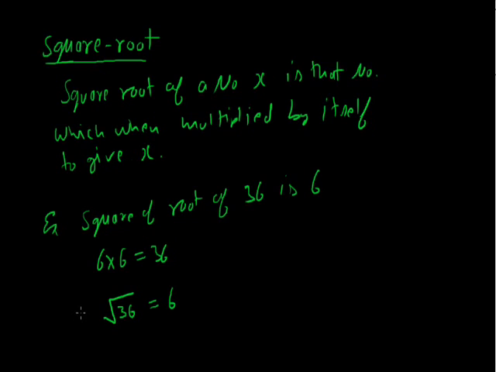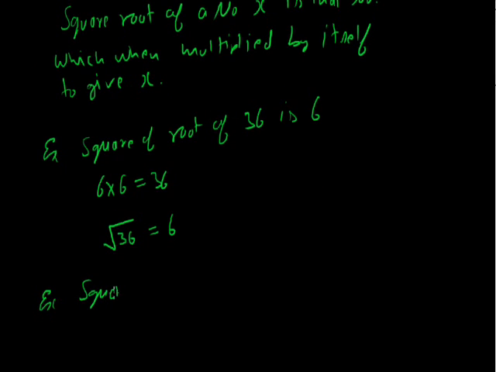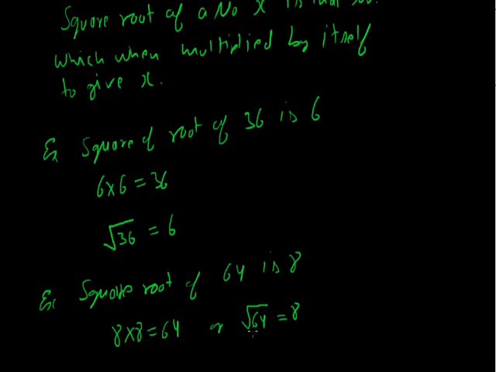In the same way, let's take one more example. The square root of 64 is 8. Why? Because 8 into 8 gives you 64, or we can say that root 64 is equal to 8. So in this way we can define the square root.